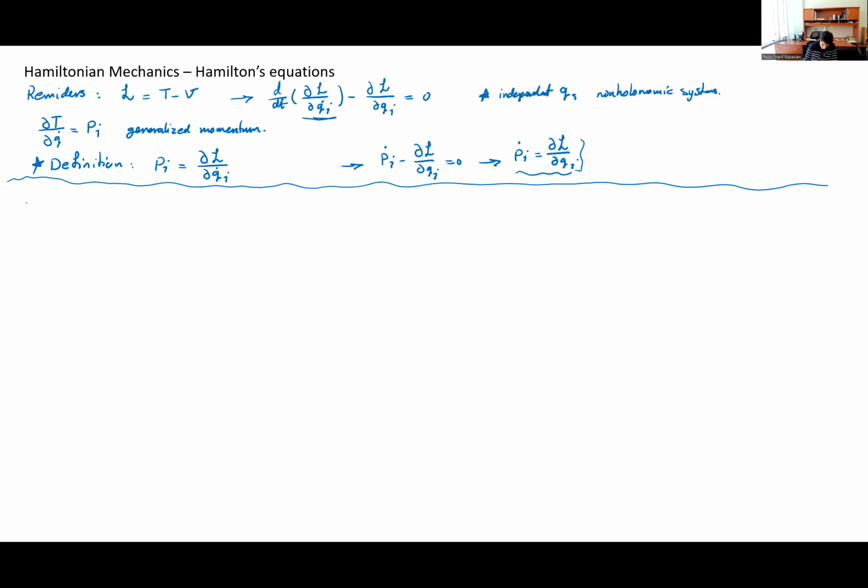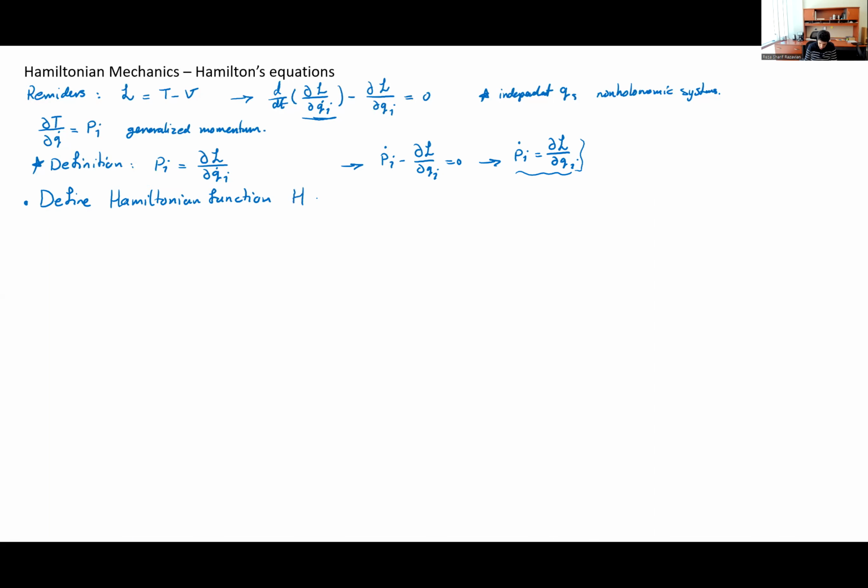Now let's begin. In Hamiltonian, we define the Hamiltonian function, H.